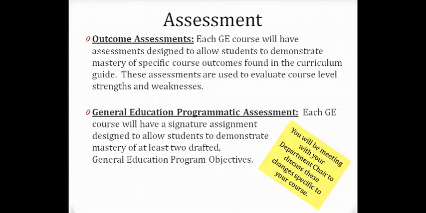The other piece of information that is important to remember is that we will have our students use an e-portfolio to capture these artifacts. You will be learning more about this technology at a later date.